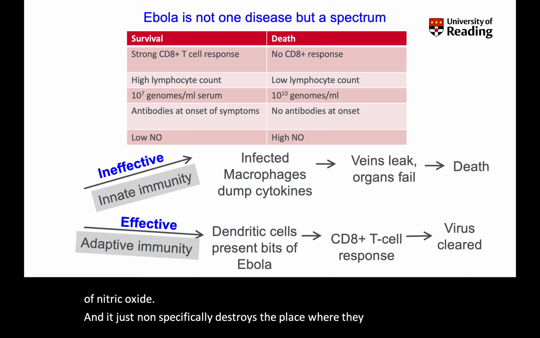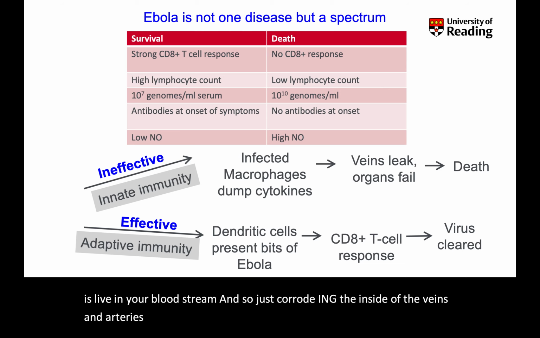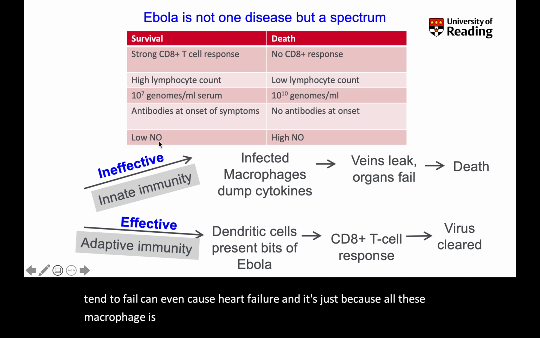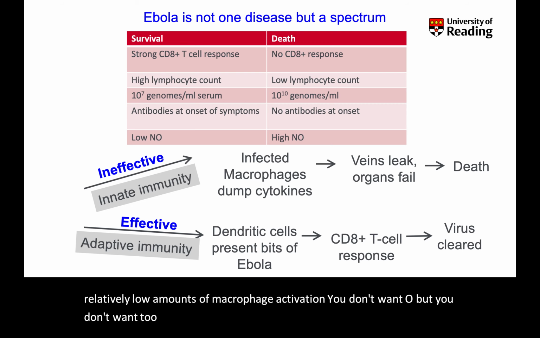Macrophages live in your bloodstream, and so it's just corroding the inside of the veins and arteries and all the big organs. Like the liver tends to fail, the kidneys tend to fail, it can even cause heart failure. And it's just because all these macrophages are being activated at once. Low nitric oxide means you have a relatively low amount of macrophage activation. You don't want zero, but you don't want too much. And that seems to correlate with survival.